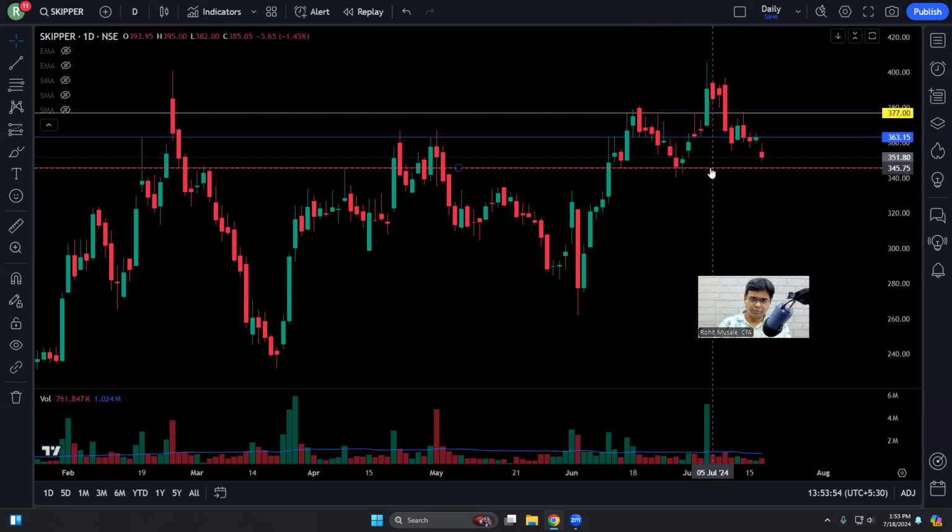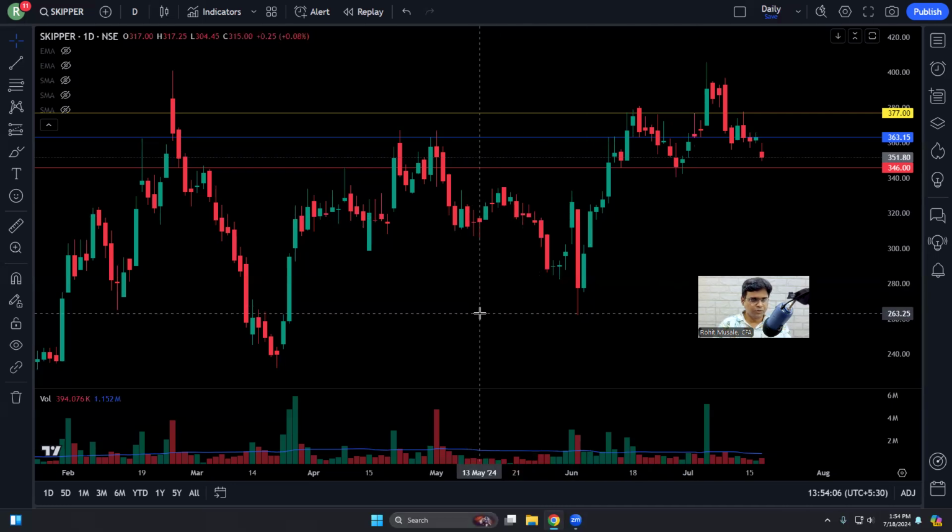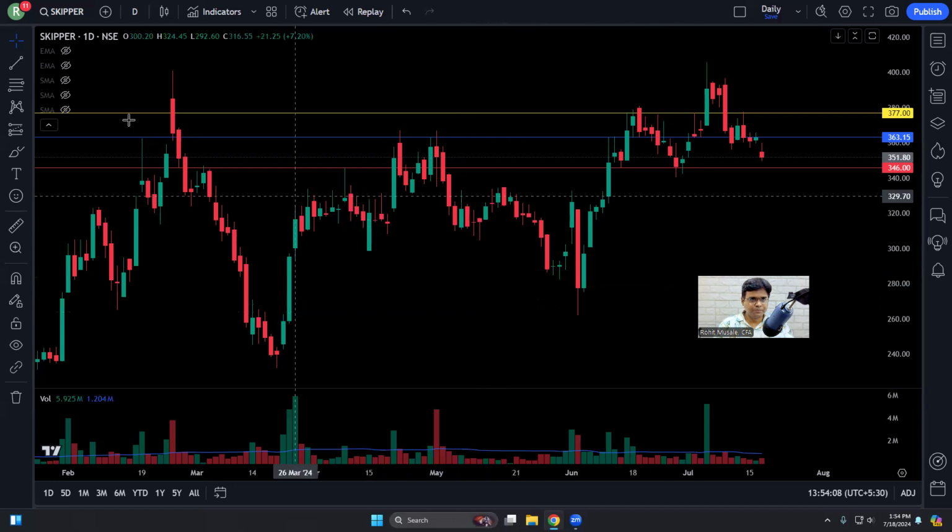The red line is my stop loss, which is 8% below the yellow line. And this blue line is my mental stop loss. I will explain what a mental stop loss is. Okay. First, let us look at why I bought this stock in the first place.